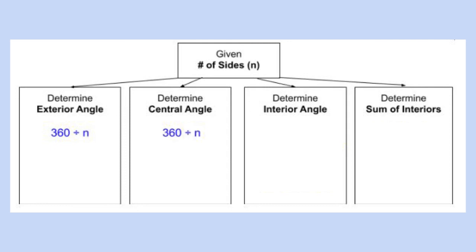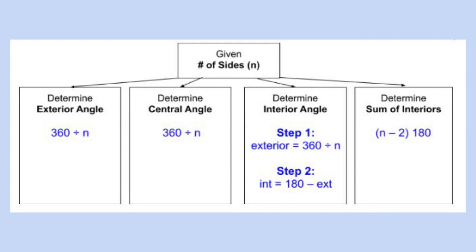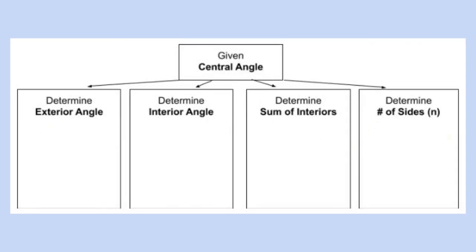If you're trying to find a central angle, it's the exact same thing. So the exterior and the central angles are actually going to be the same size. For interior angles, I would recommend that you do 2 steps. The first thing I would do is 360 divided by n. That'll tell you how big the exterior angle is. And then if you do 180 minus that answer for the exterior angle, it'll tell you how big the interior angle is. And then finally, for the sum of the interior angles, you're just going to do n minus 2 times 180.